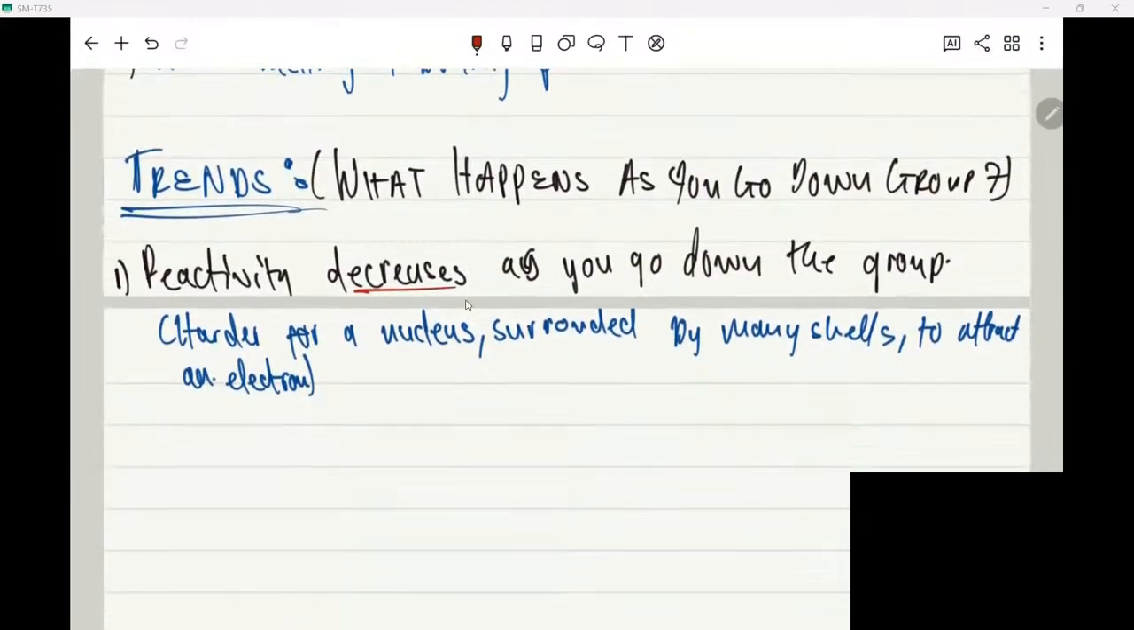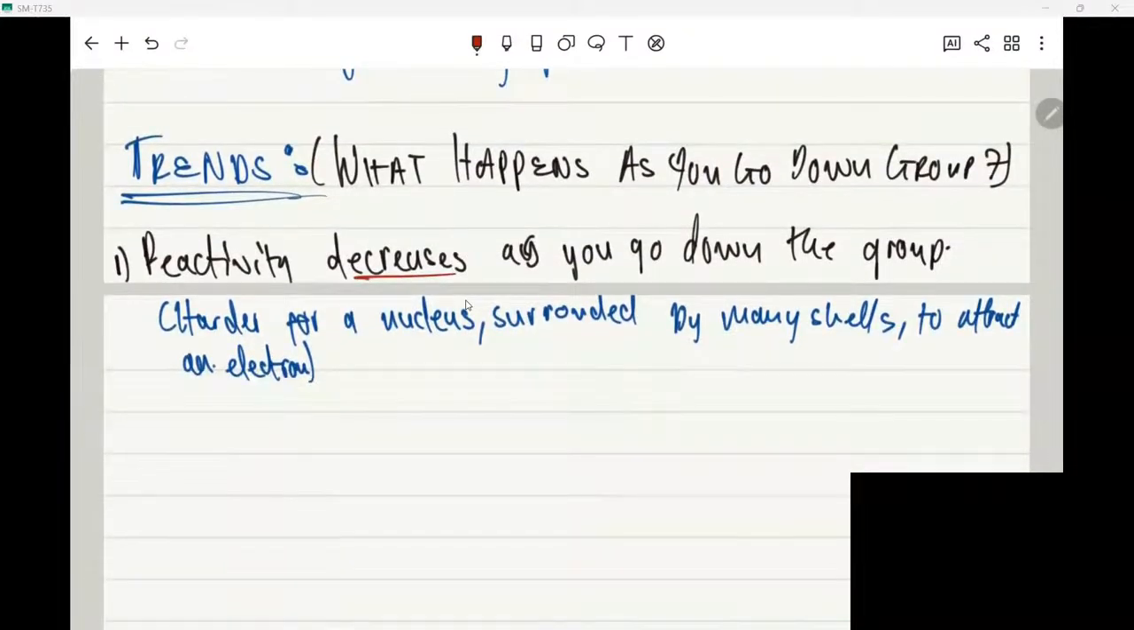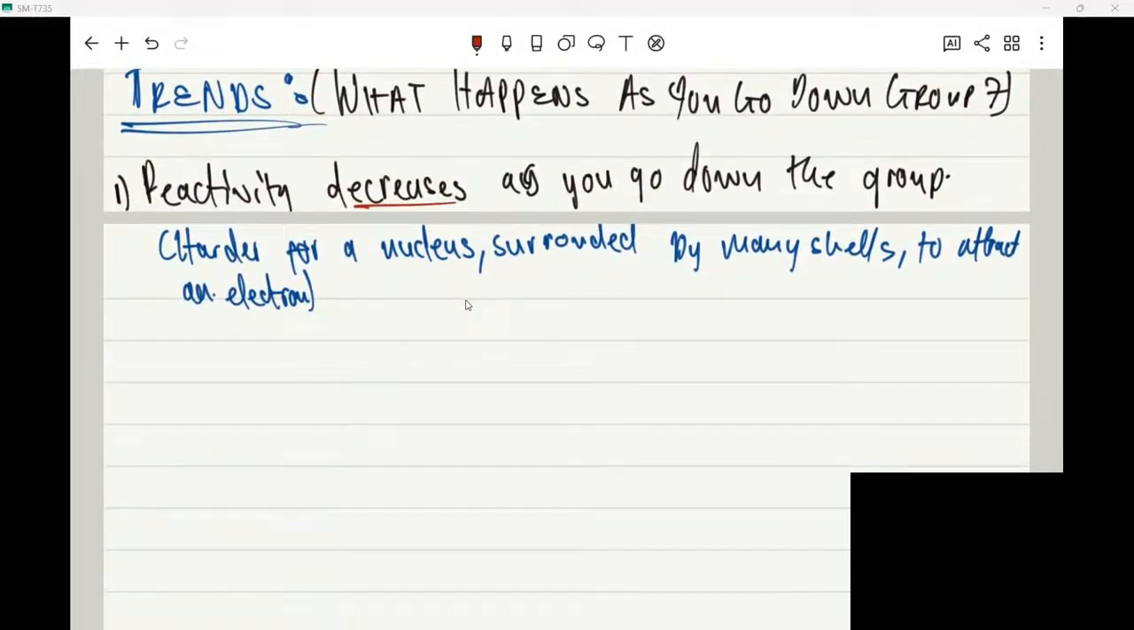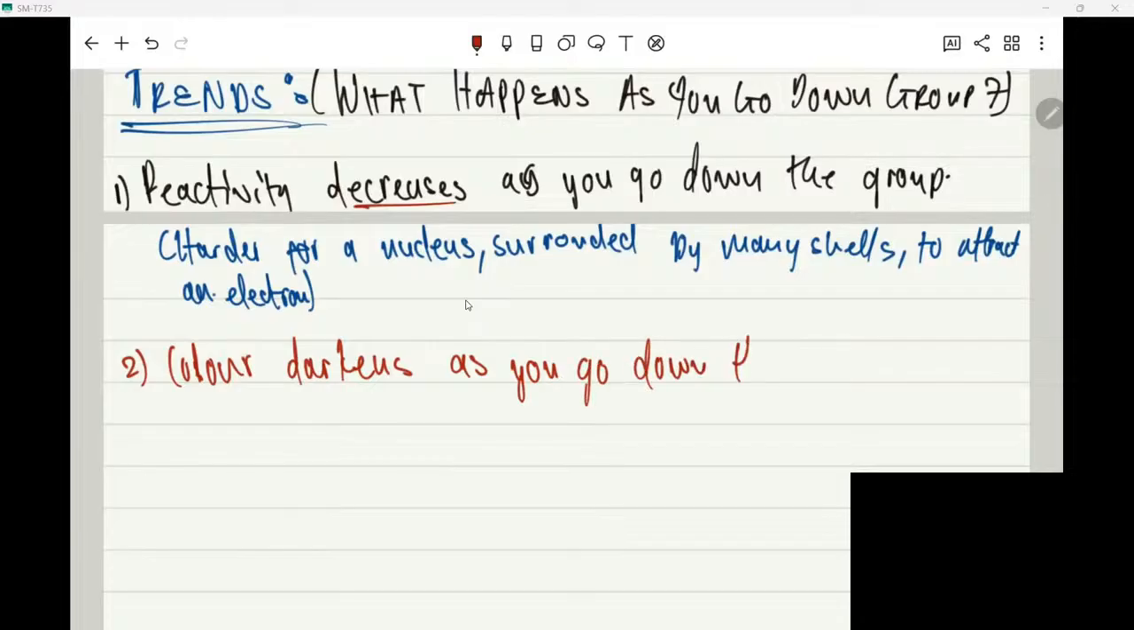What about the other things? What about the density and the melting point? Two, color darkens. Maybe let's talk about the color. Color darkens as you go down the group. We saw that they get darker from yellow to yellowish green to red brown to gray, then to black. Now, color darkens, we've seen that.